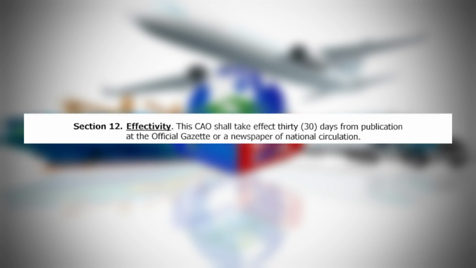Section 11. Separability clause. If any part of this CAO is declared unconstitutional or contrary to existing laws, the other parts not so declared shall remain in full force and effect. Section 12. Effectivity. This CAO shall take effect 30 days from publication at the Official Gazette or a newspaper of national circulation.